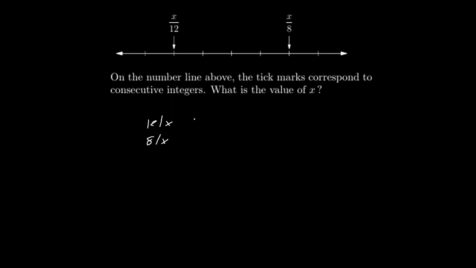So what do we know about it? Well, then x would have to be divisible by the least common multiple of 8 and 12. If you know why, then it's really good. If not, I'll explain it.